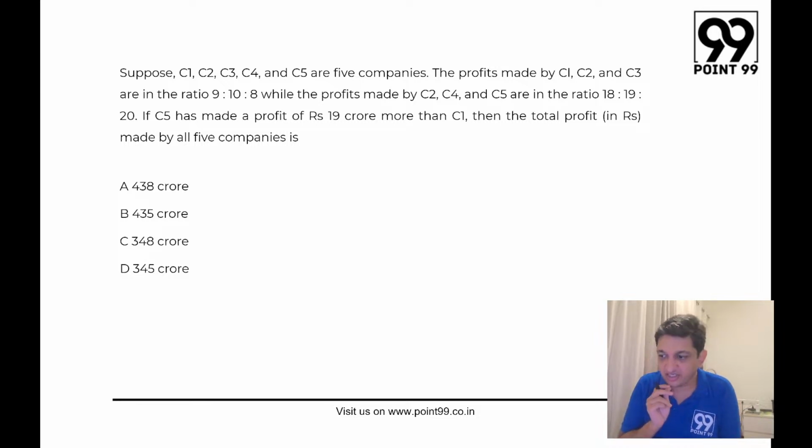This a lot of people got right. C1, C2, C3, C4, C5 are 5 companies. Profits made by C1, C2 and C3. Yes, Archie, two different speeds are involved, so we cannot do it. The profits made by C1, C2 and C3 are in the ratio 9 is to 10 is to 8. Profits made by C2, C4, C5 are in the ratio 18 is to 19 is to 20. Okay, so we'll just write it normally.